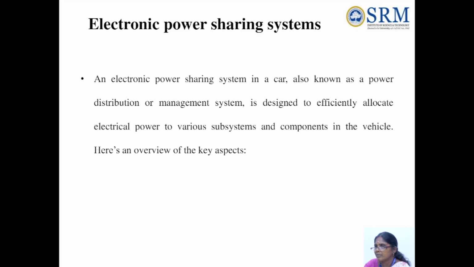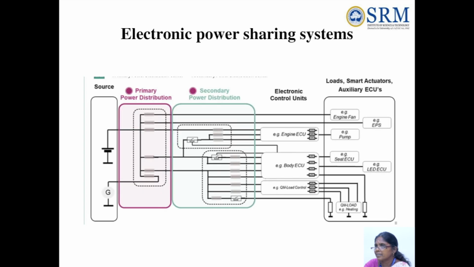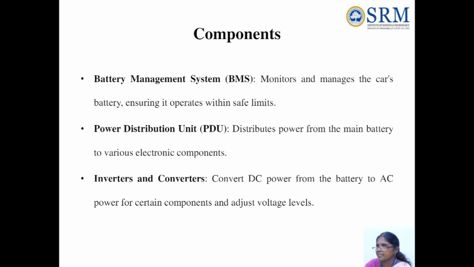Here is an overview of the key aspects of the electronic power sharing system. This is a diagram for the power sharing distribution system. The components of the power sharing system: battery management system, power distribution unit, inverter, converter. The battery management system monitors and manages the car's battery, ensuring it operates within safe limits. The power distribution unit distributes power from the main battery to various electronic components.